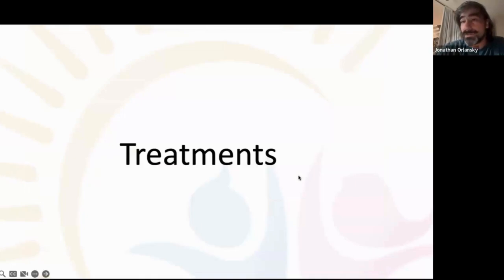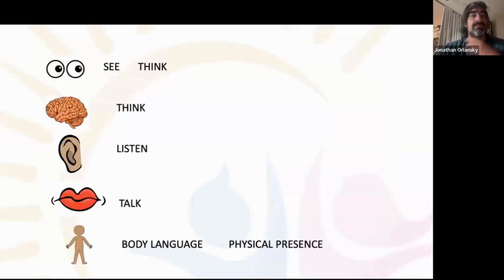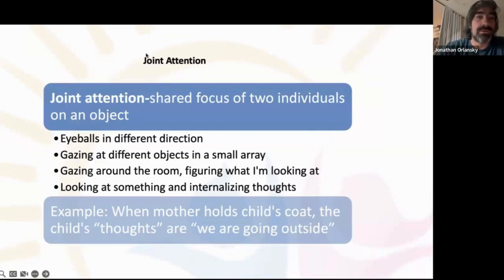All right, let's get into treatments for developing social skills. We're going to go over all of these elements: seeing and thinking, interpreting things that we observe, processing, listening, talking, and using one's body. All right, so joint attention. Joint attention is the shared focus of two individuals on an object.